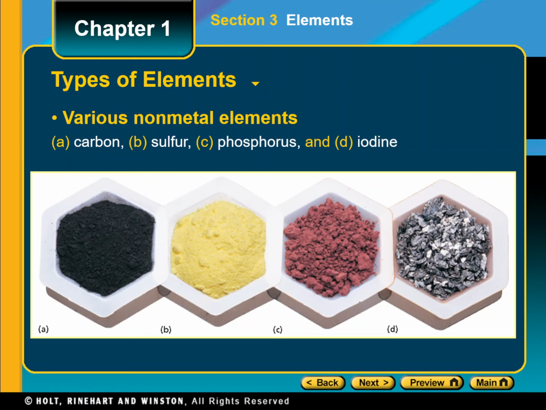Phosphorus is too reactive to exist in pure form in nature. It is present in huge quantities in phosphate rock, where it is combined with oxygen and calcium. All living things contain phosphorus.